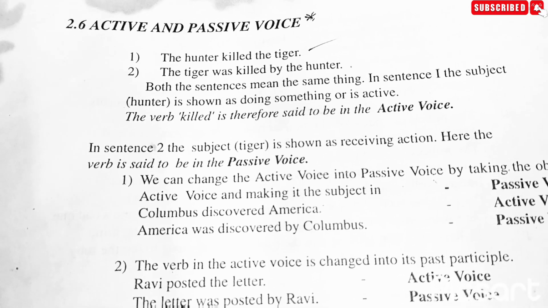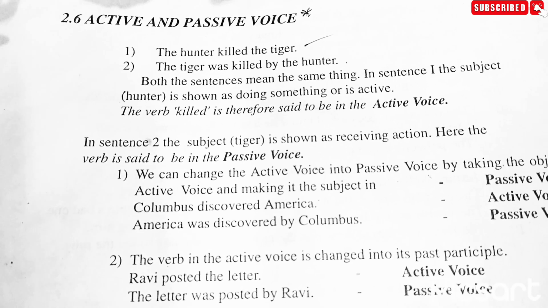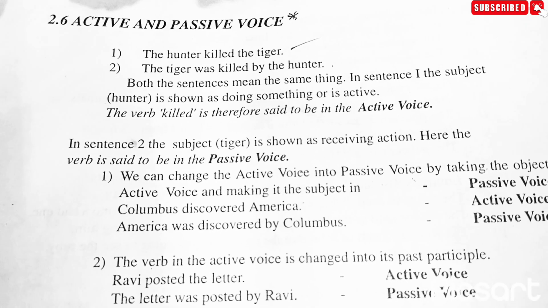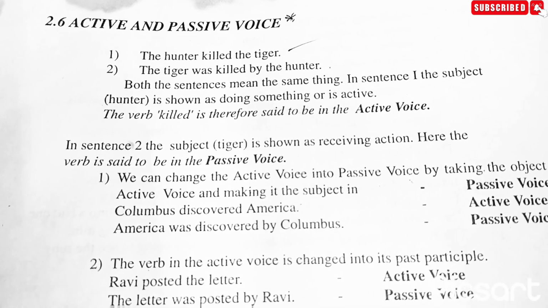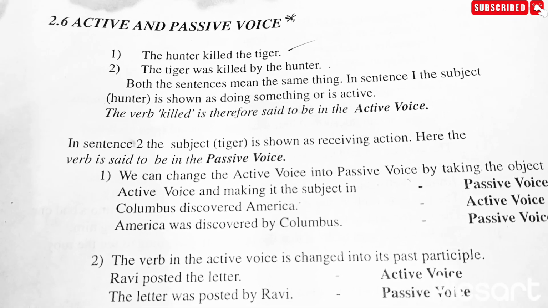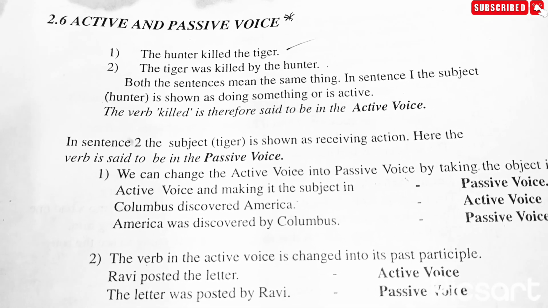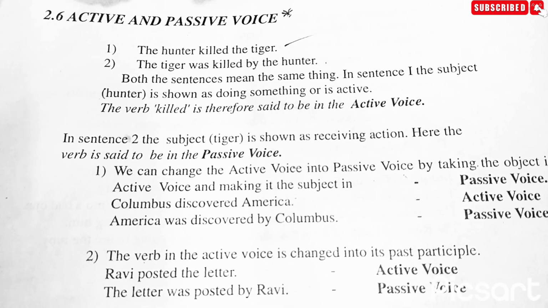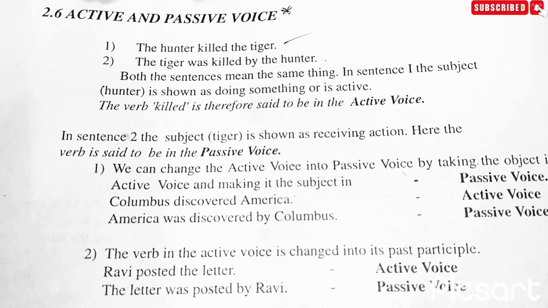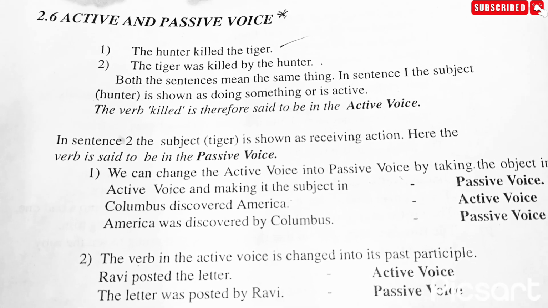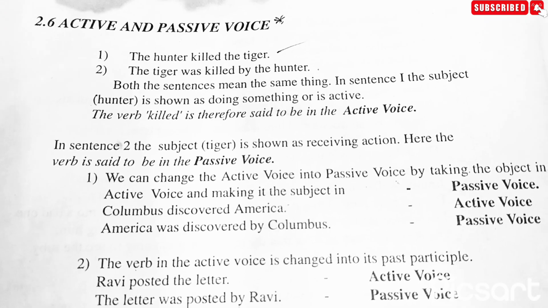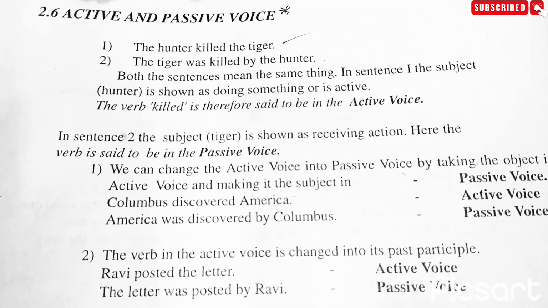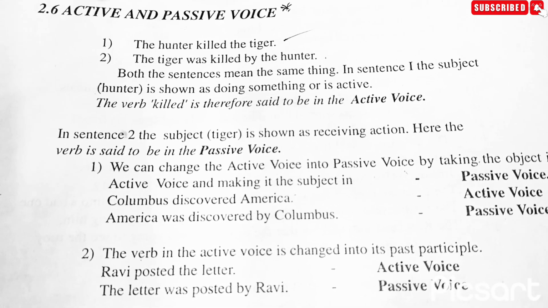The hunter is the subject. Killed is a verb. The tiger is an object. The object changes into subject, so we write the tiger in the subject place. The given sentence is in past tense, killed is past tense, so we use the helping verb be in past tense: was or were. For the singular number we use was. So we use the tiger was.